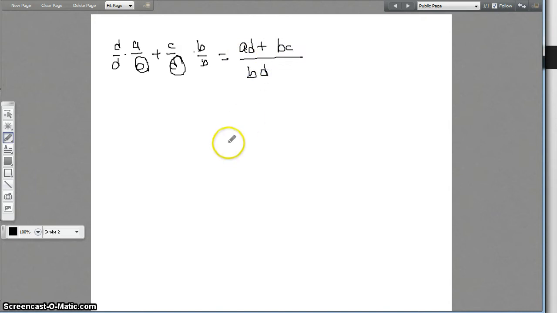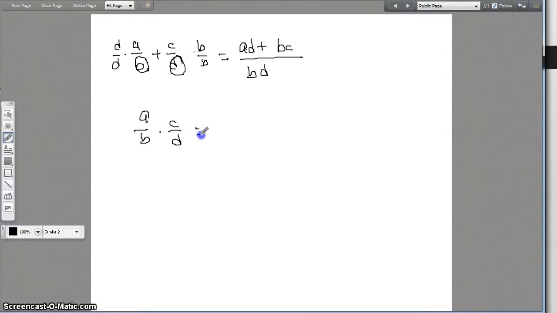Now, what if we had those exact same fractions, but we were multiplying them? So what if we had A over B times C over D? Well, when you're multiplying fractions, the first thing you always do is see if there's anything you can cancel out. In this case, we have no idea what A, B, C, or D are, so we can't cancel anything out.